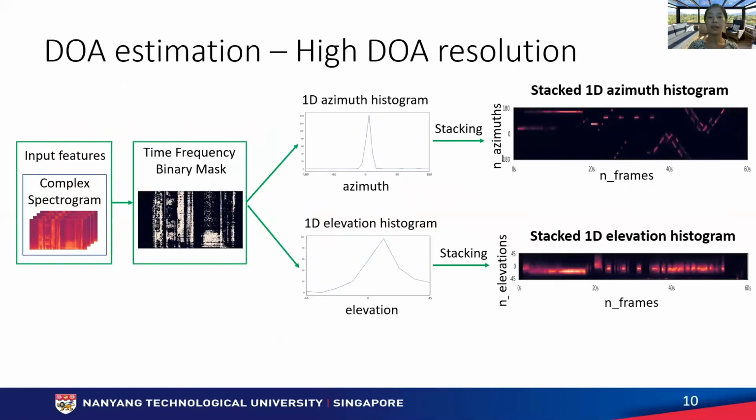In this new research, we propose to use 1D histograms as an input sequence to the SMN instead. So, for each selected time-frequency bin, a DOA is estimated and populated into two separate histograms, one for azimuth and one for elevation. These histograms are stacked along the time dimension to form the DOA output sequences.